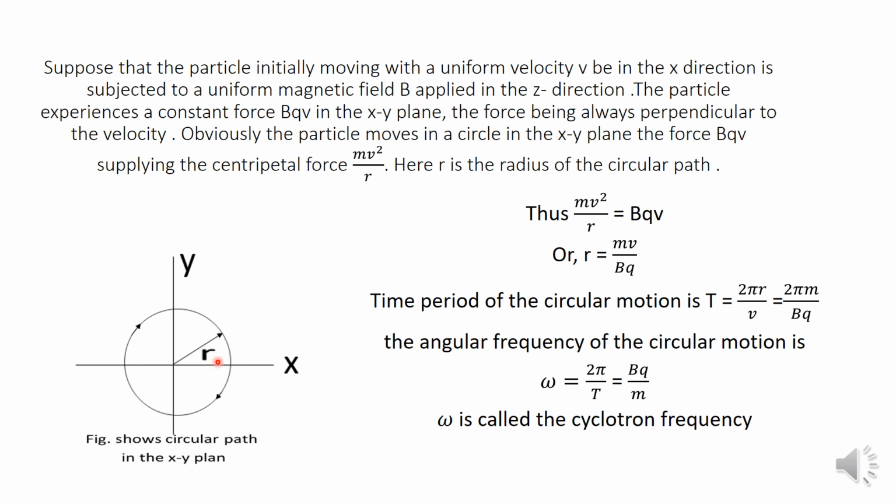Thus, mv²/r = Bqv, or r = mv/Bq. The time period of the circular motion is T = 2πr/v, which after substituting the value r = mv/Bq gives T = 2πm/Bq. The angular frequency of the circular motion is omega = 2π/T = Bq/m. Here omega is also known as the cyclotron frequency.